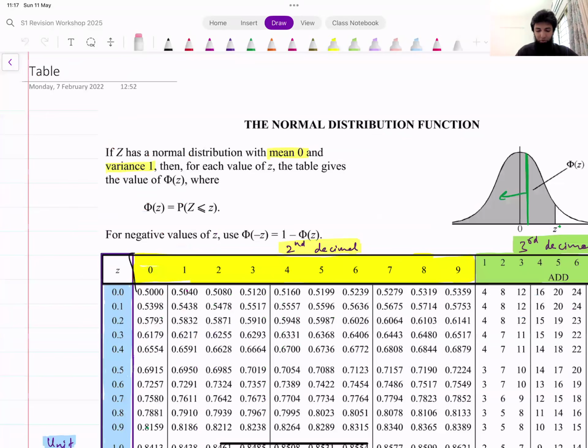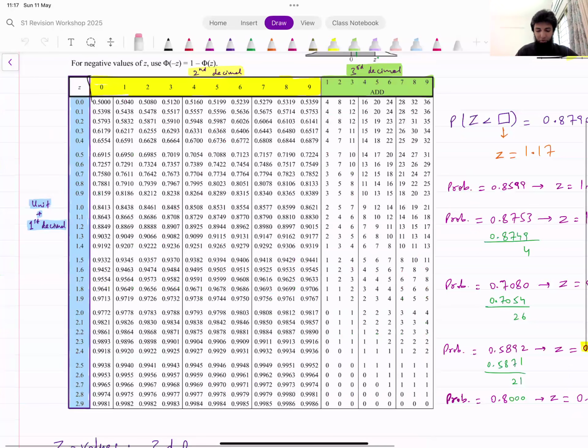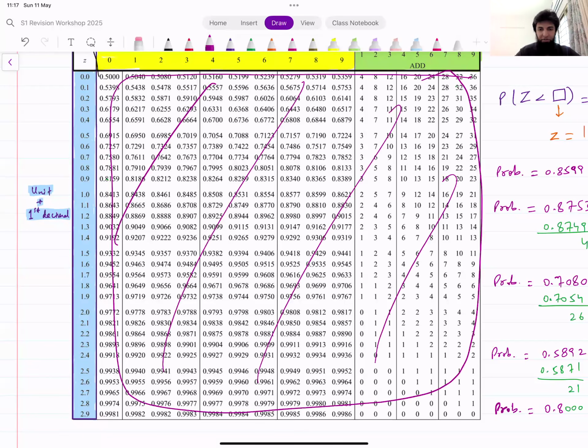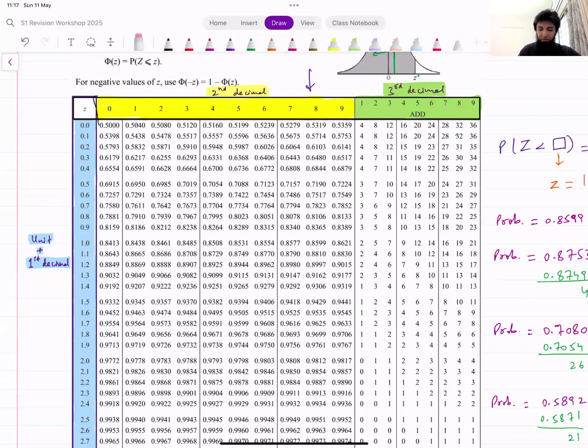Again, let's go back to the table. This is the table that we had. So now you would have some probability value. When you have a probability value, you have to search in this region. This is the region that represents probabilities. So you have to search in this region, not in the first column or the first row. Those are z values. You have to do the other way around now.